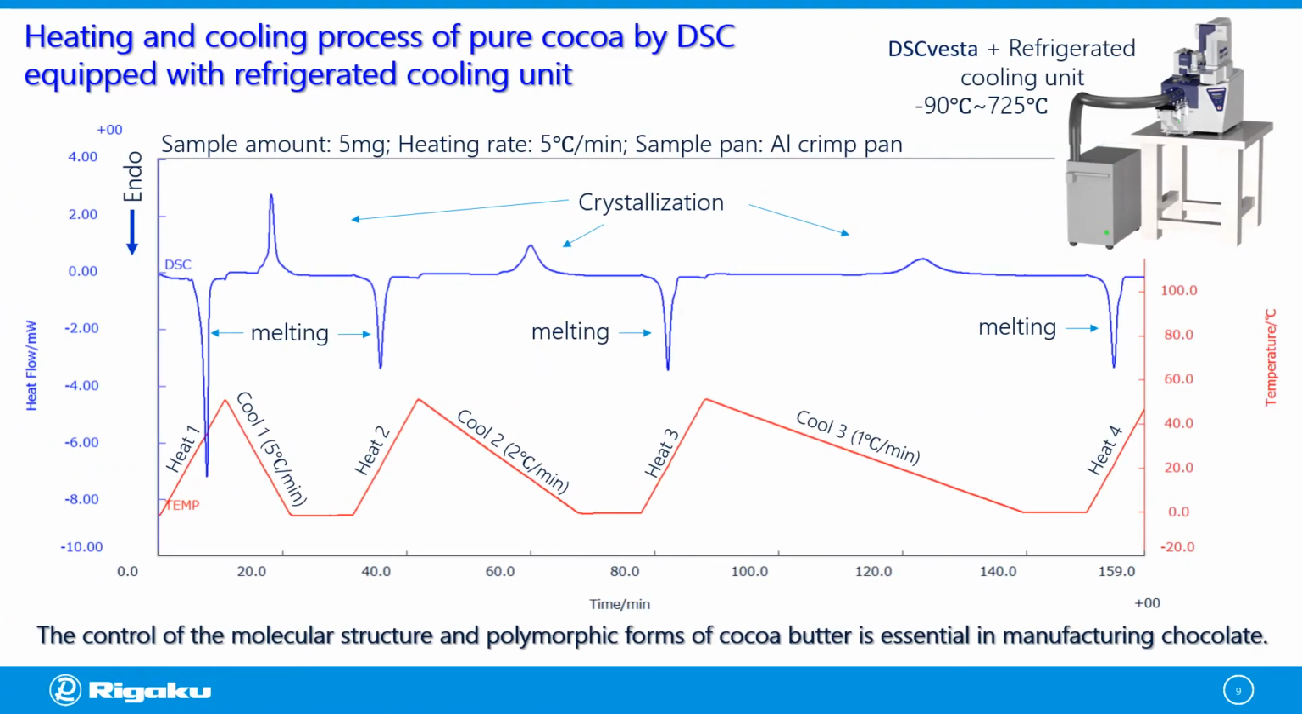This slide shows us the temperature measurement conditions of the pure cocoa, which involves repeated cycles of heating and cooling. All heating processes were carried out at 5 degrees centigrade per minute with varying cooling rates of 5 degrees centigrade per minute, 2 degrees centigrade per minute, and 1 degree centigrade per minute. After which, the sample was stored for 12 days and was heated again at 5 degrees centigrade per minute.